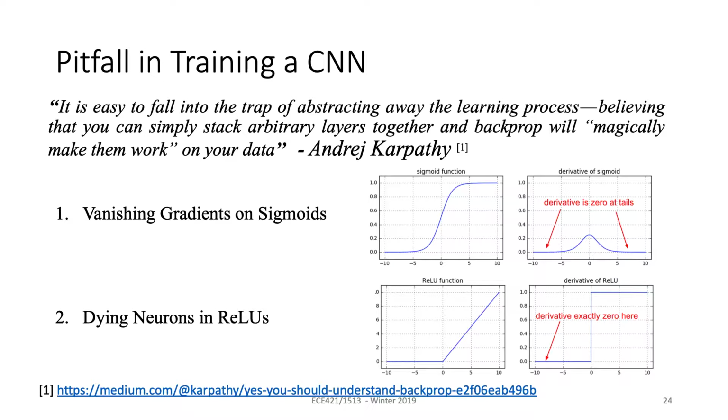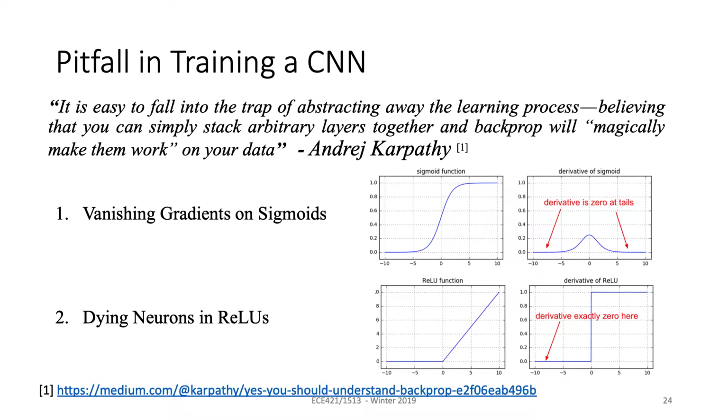So let's just talk about a simple pitfall in CNN. So people have been thinking, okay, if we just stack up all these layers randomly, we're going to come up with a new network, it just magically will work. And I just brought this quotation of Andrej Karpathy, who is the previous PhD graduate of Stanford, and now he is the head of AI at Tesla. He says that it's easy to fall into the trap of abstracting away the learning process, believing that you can simply stack arbitrary layers together and backprop will magically make them work. But it's not the case.